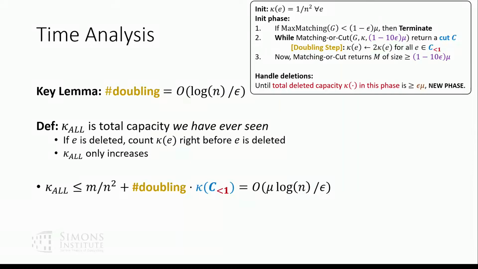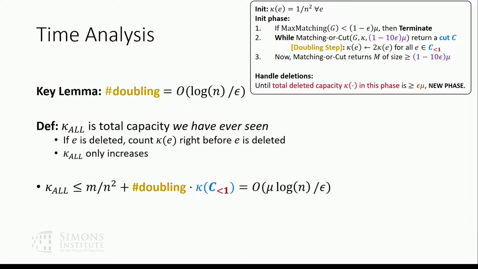So what can we say about K all? Well, there's the initial capacity, which is very small. And now, every time we do a doubling step, we increase the capacity. But how much do we increase the capacity? Well, we increase it by the size of the cut.